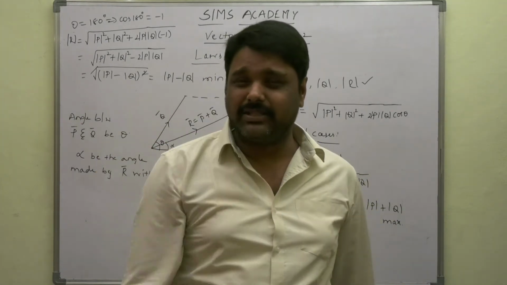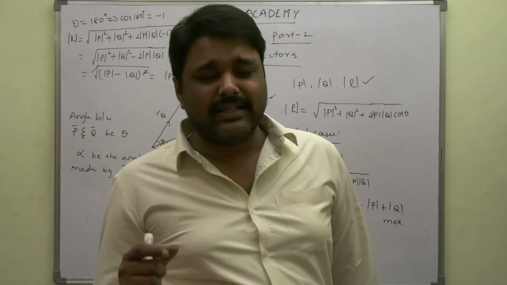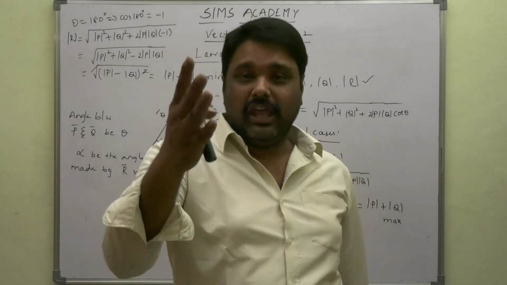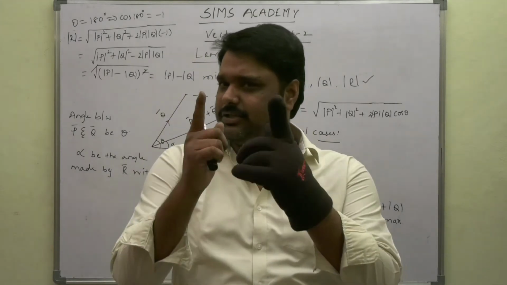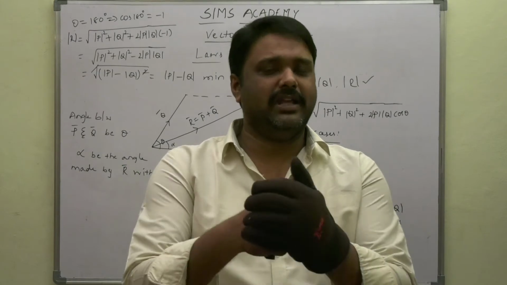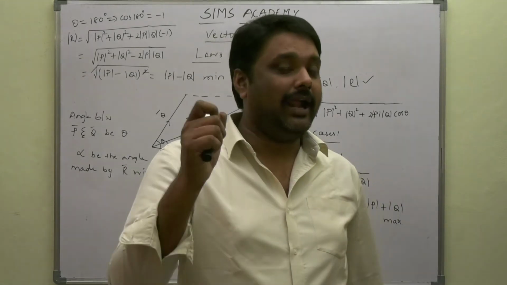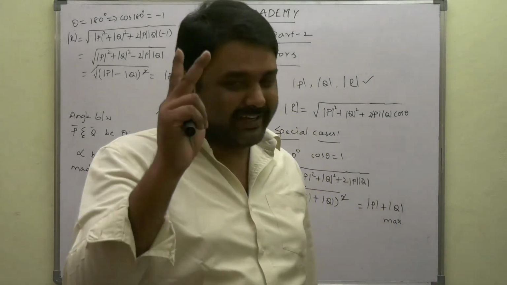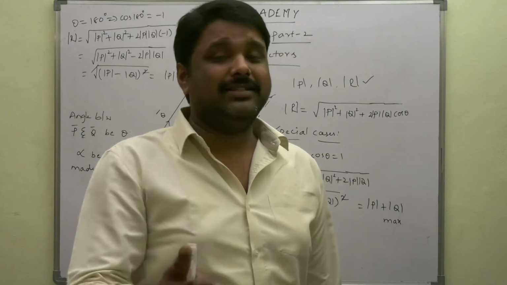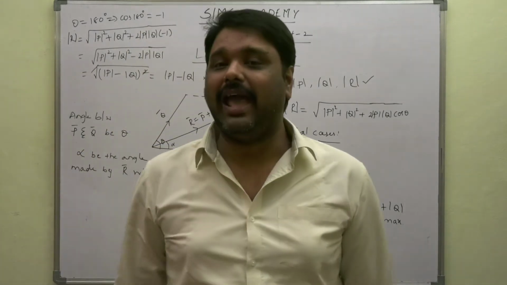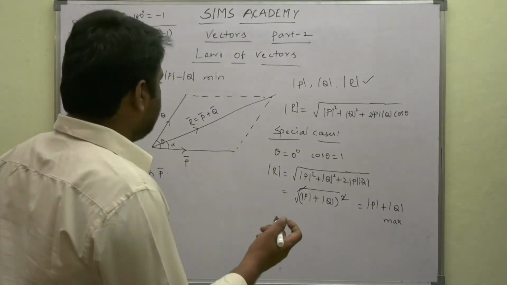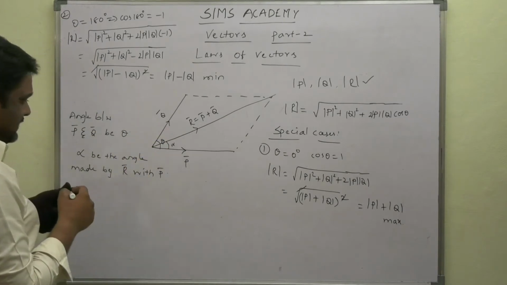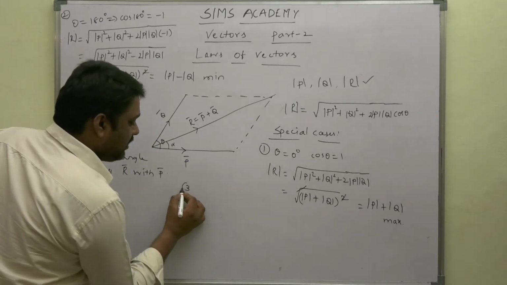When theta is 0 degrees, then we get the resultant as the maximum value, that is mod R equals mod P plus mod Q. If theta equals 180 degrees, then the resultant is minimum, that is mod P minus mod Q. And the third important case we have to keep in our mind is: no two vectors with unequal magnitude will have the resultant 0. I'll mention this is case 1, this is case 2, and case 3 I shall mention here.